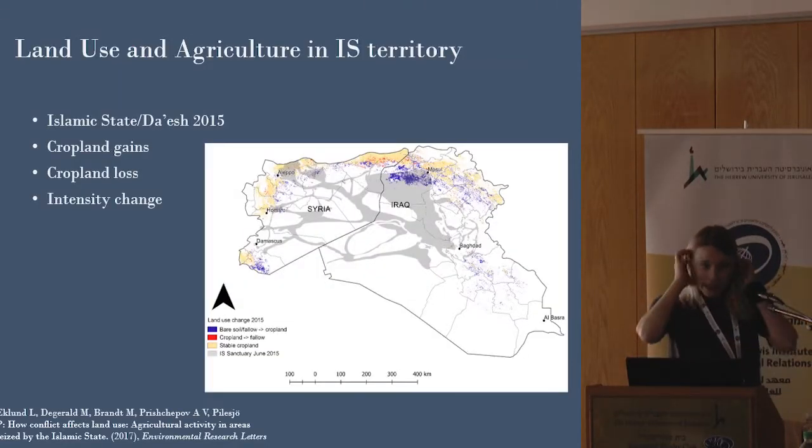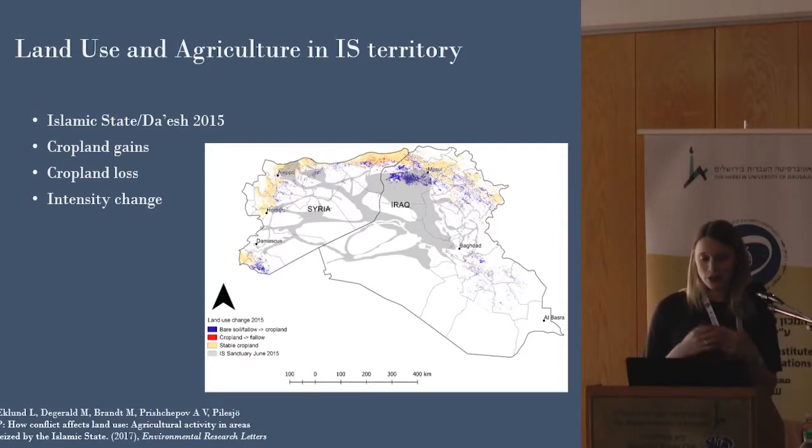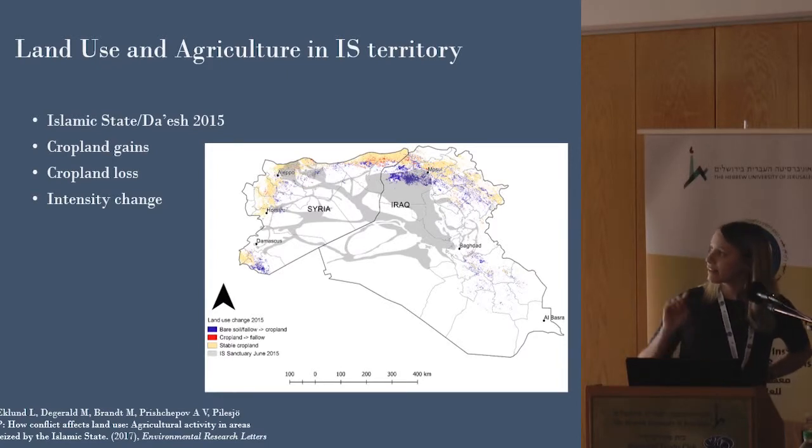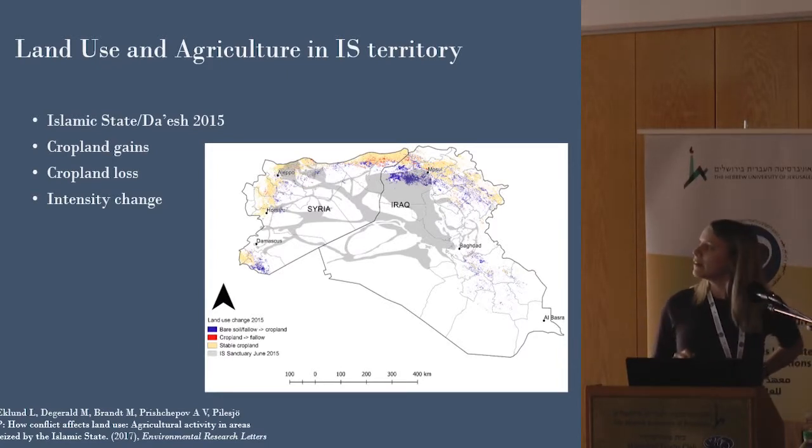So the first study I did with this data set, and what I actually developed this data set for, was to look at the territory that ISIS or IS or Daesh or whatever they're called, this area that they took over in 2015. And you can see that those are the gray areas in the map.